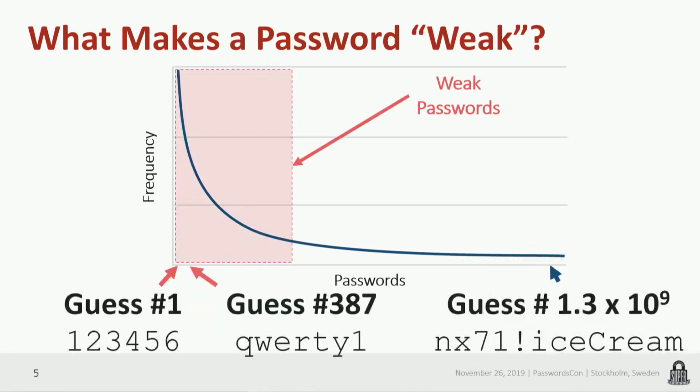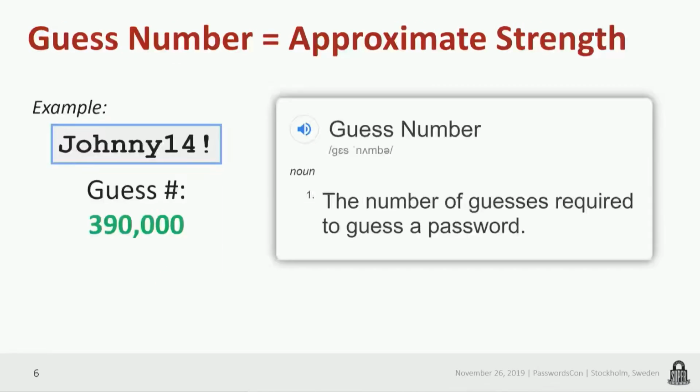Here's an example. Imagine the password 123456. It's one of the most common passwords, and it's often the first guess that attackers make when they try to crack passwords. In academia, we use exactly this information, how many guesses have been made, to reason about the strength of a password. We simply call this number the guess number. At a high level, it's the number of guesses required to guess a password, and it's usually a good indicator for how strong a password is.